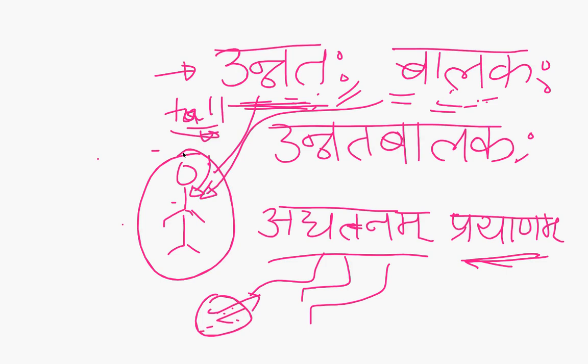He is small, and he is young and innocent. He doesn't know much. That's why he is called Balaka. He is growing, so all those qualities are there. So that's why he is called Balaka. That thing which has all these qualities is Balaka.